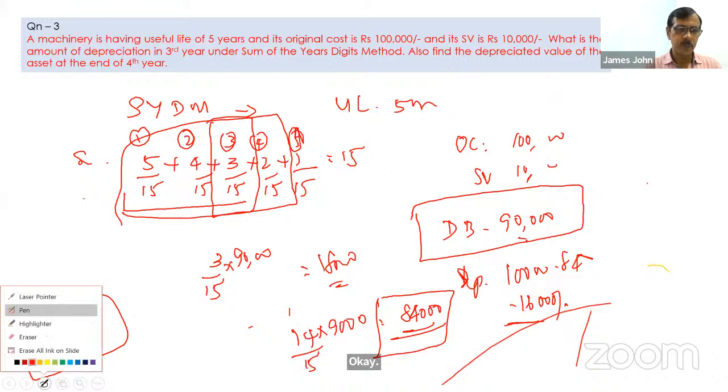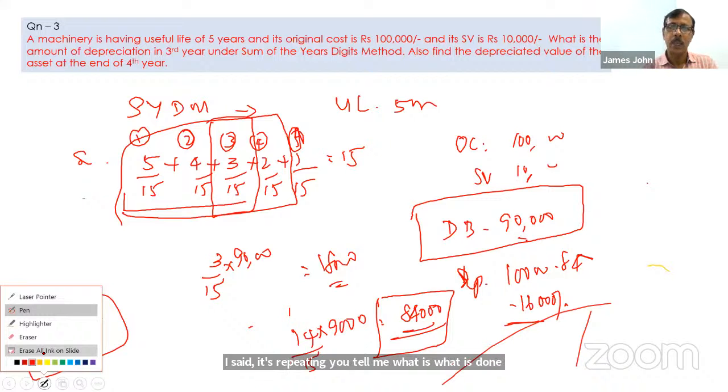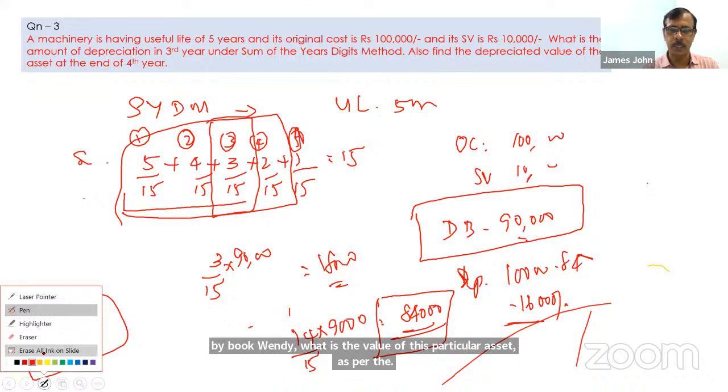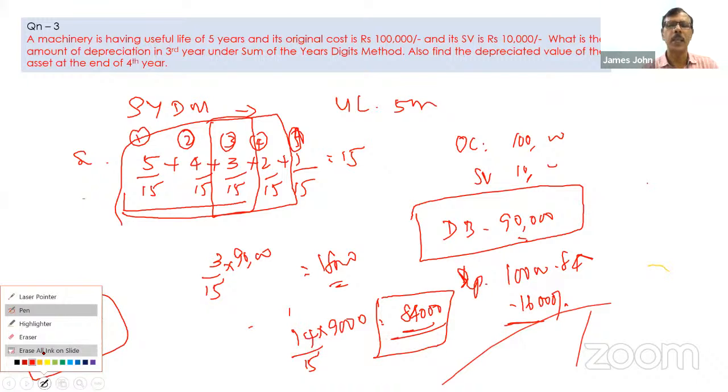On to the next question. 14 by 15 into 90,000, sir? 14 by 15 into 90,000 is 84,000. So it's minus from 90,000 or 1 lakh, sir? That's what I was repeating. You tell me, what is meant by book value? What is the value of this particular asset as per the company's register? Book value is 90,000, right, sir? 1 lakh minus 10,000. No, book value is not 90,000.